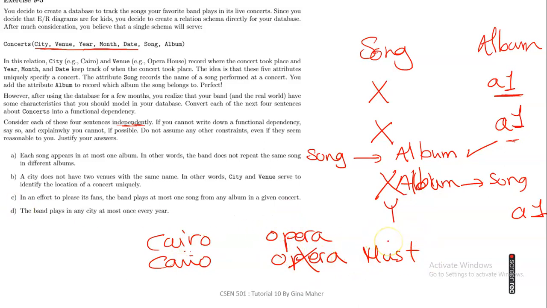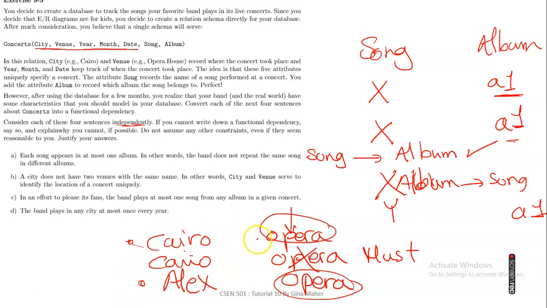Let's reverse it. What if we have opera here? Can we have a different city here? Actually, yes. It can happen that we have 2 venues with the same name but in different cities. So whenever I give you opera, you cannot get me a unique value of the city. So actually this one cannot be represented, because city implies venue is not correct and venue implies city is also not correct. Okay?